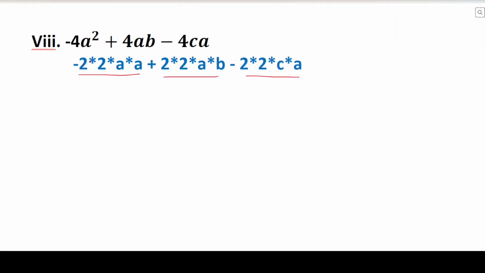What are the common factors here? 2, 2 here, 2, 2 here. Next, a is repeated in the 3 terms. 4a is the common factor here. Remaining leftover terms: minus a plus b minus c. So the factors are 4a and minus a plus b minus c.